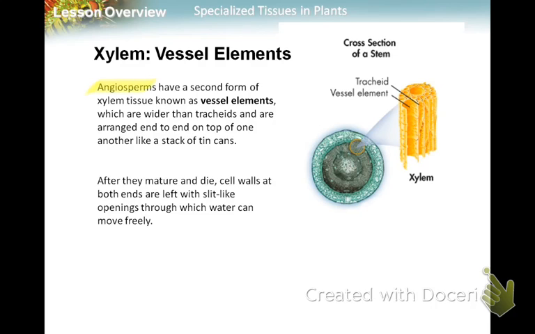Flowering plants, also known as angiosperms, have another type of xylem tissue called vessel elements. They're wider and they are stacked one on top of the other like a stack of tin cans. And these are actually just wider versions of those pipes through which water can move freely.